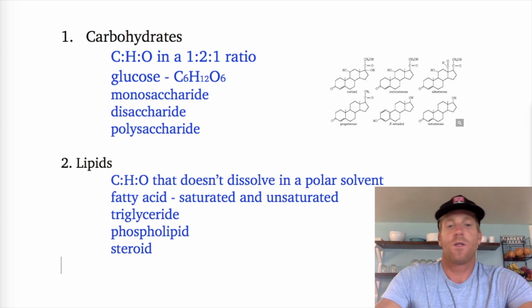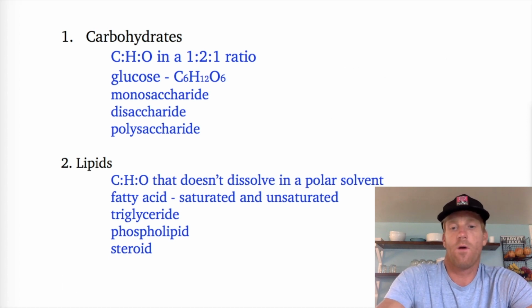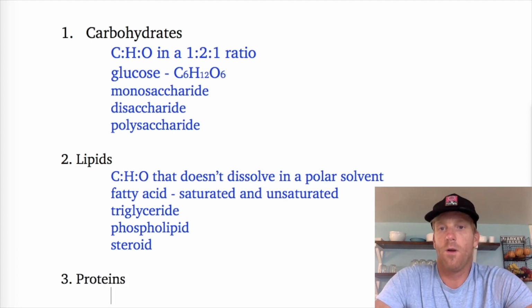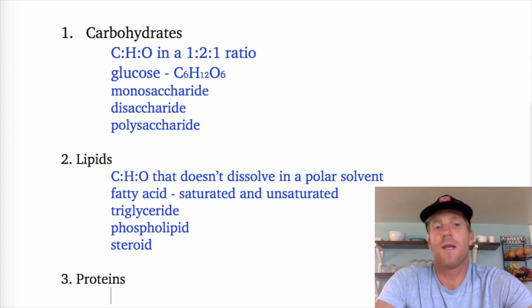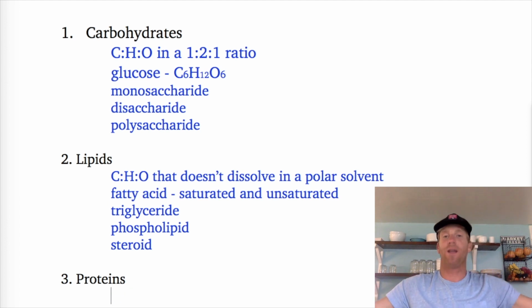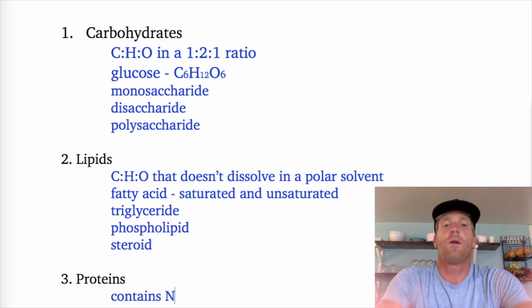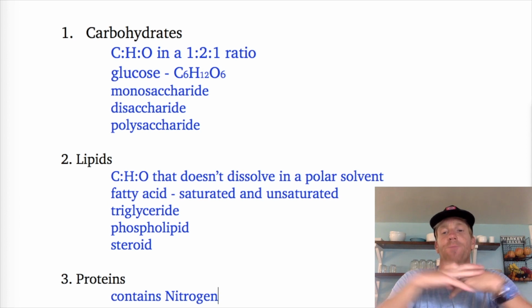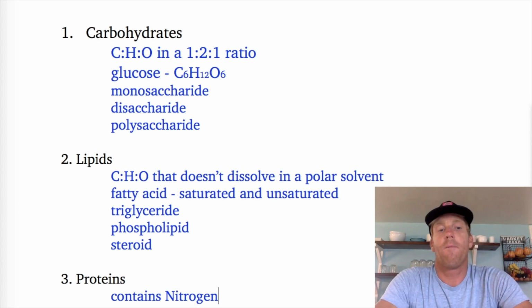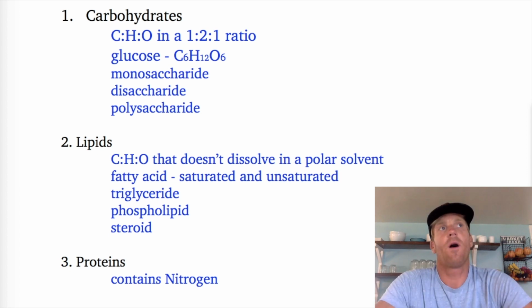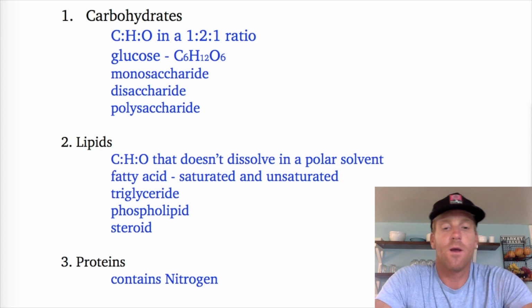Next, let's jump into our third type of organic molecule, and those are proteins. So proteins are important. The basic definition of a protein is any organic molecule that contains nitrogen. Okay, so any organic molecule that contains nitrogen is a protein, and these are made up of 20 different amino acids.